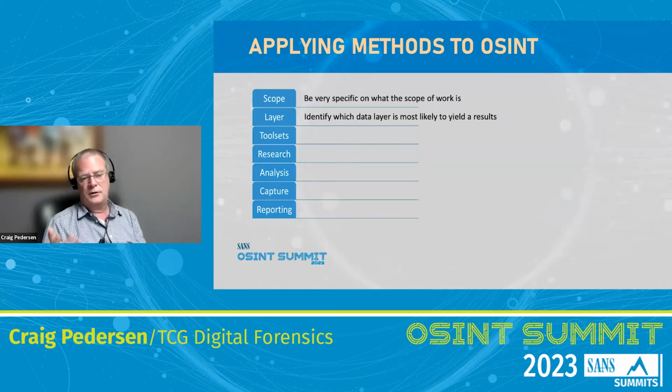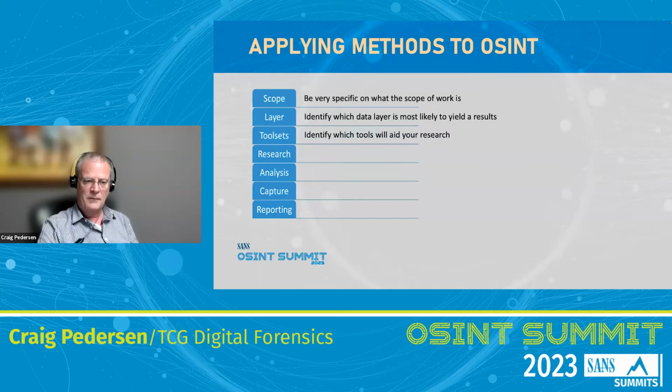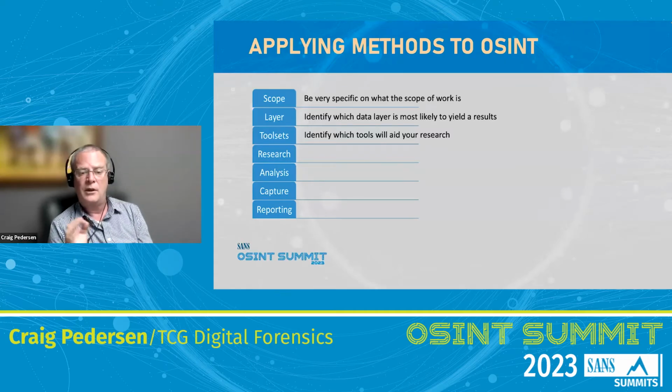The second component is, which layer of the internet am I most likely to find this on? Am I going to find that data on the surface web, deep web, dark web? Where am I going to start looking? Because I'm going to need obviously different tool sets and a different approach. So before I even start the investigation, I need to start guiding where I'm going to be looking for that data. Finally, I'm going to identify the tools that are going to aid in my research.